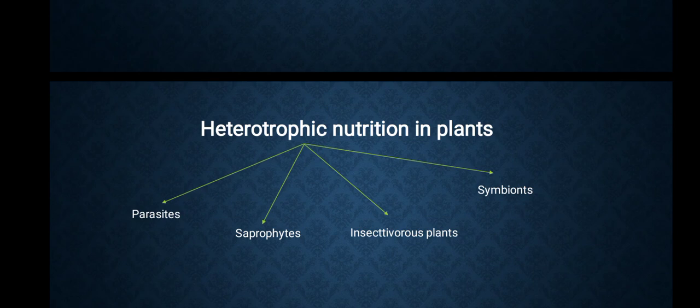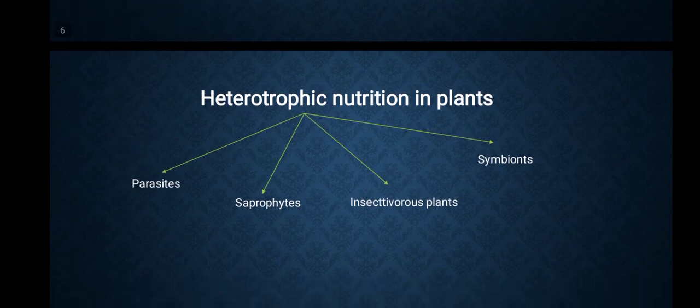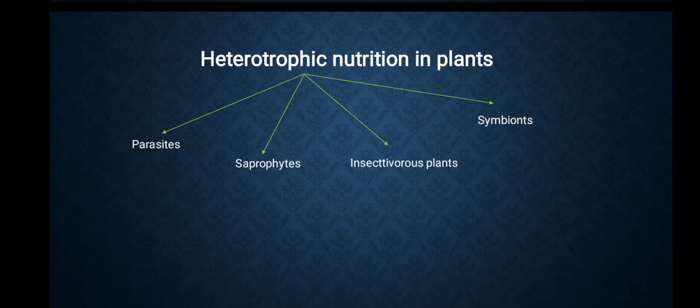Understood? Yes. And the nutrition is called heterotrophic nutrition. Heterotrophic plants may obtain their food from other living plants and animals or from dead and decayed organisms. So students, depending upon the source of food, heterotrophic plants are grouped as parasites, saprophytes, insectivorous plants, symbionts.